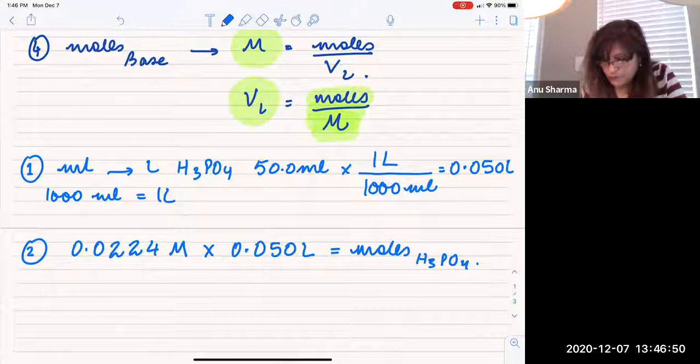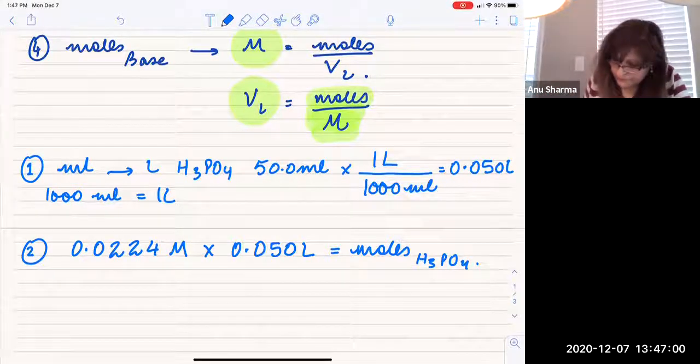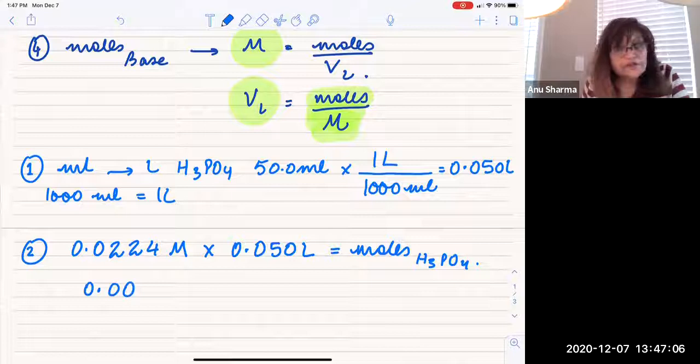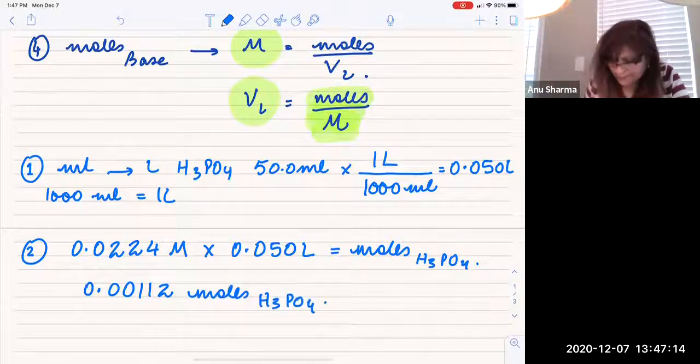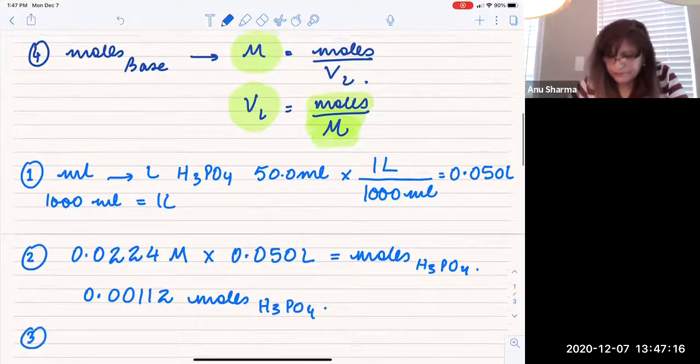0.05 times 0.0224 gives 0.00112 moles of H3PO4. Okay.